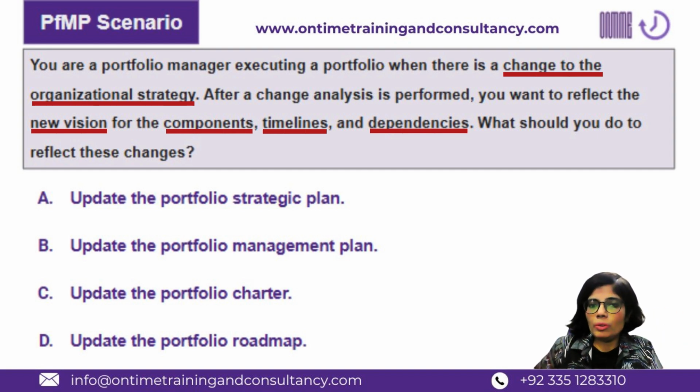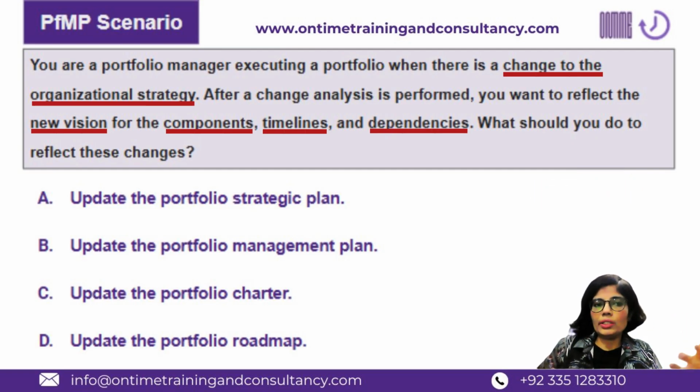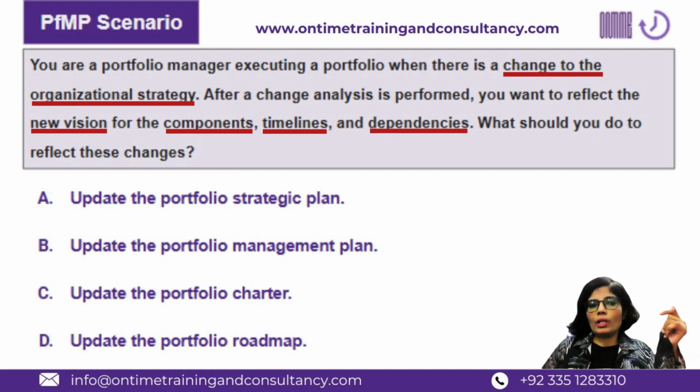So change analysis has been performed, and now you have the new vision, which is the case that you get a new vision as a result of managed strategic change, and that new vision, strategy, strategic objectives, benefits, and whatsoever, depending on the nature and the scale of the change, has to be updated in all the strategic artifacts. And when I say strategic artifacts, I mean A, strategic plan, B, portfolio management plan, C, portfolio charter, D, portfolio roadmap, and E, portfolio reports and portfolio process assets, right?